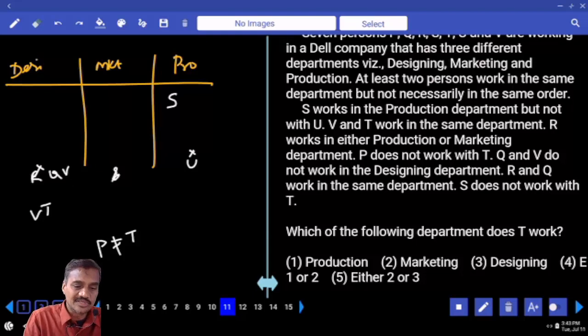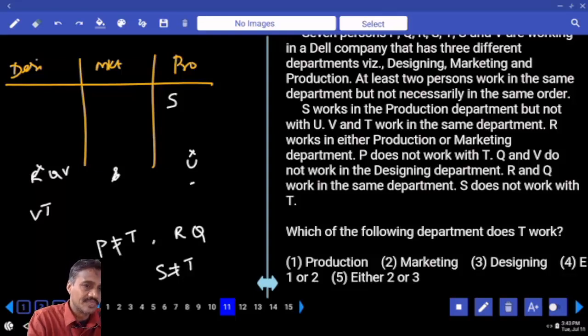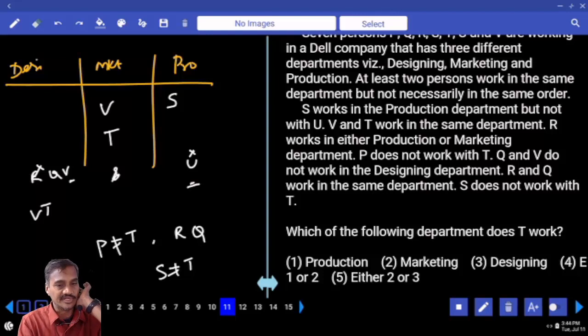As Q and V cannot be in these two departments, then R and Q work in the same department, and R and Q are working in the same department, isn't it? And S does not work with D, and S and T are not working together. As S and T are not working together, hence V and T cannot be here. Hence where should this be? V and T must be in marketing. Because V cannot be here, hence V and T in marketing.